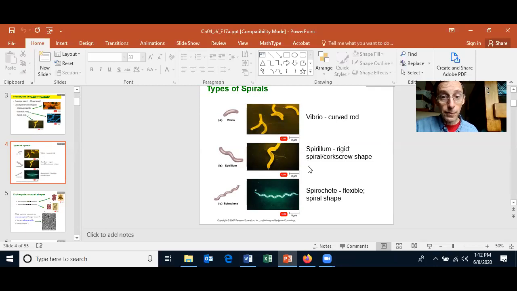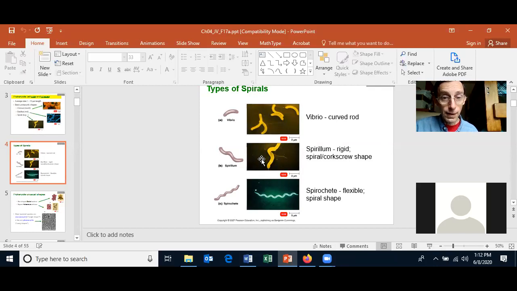There's also the type of spiral, the spirillum, and it's a simple spiral with one or a few curves. They're more rigid. They have a corkscrew shape, and you can see this spirillum has two bends to it. And then there's cells with many bends, and they are flexible, so they're less rigid than the spirals, and we call them spirochetes. Now, you don't need to memorize that this is a spirochete and that is a spirillum, because I'm never going to ask you to differentiate that. But these are the terms for these cells, and we just call them all spirals. Okay?